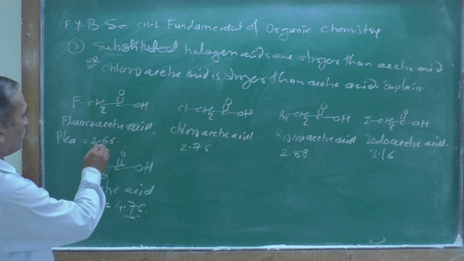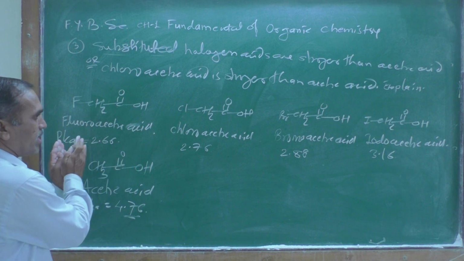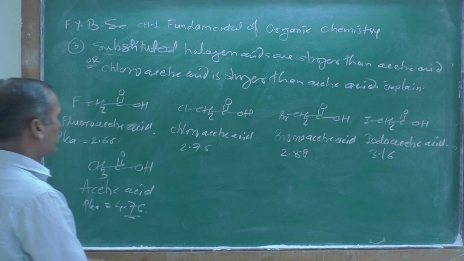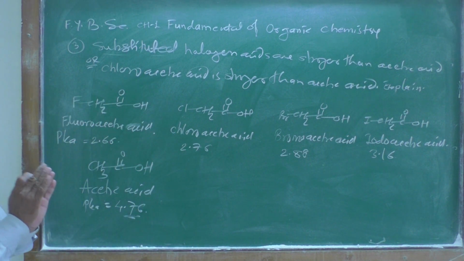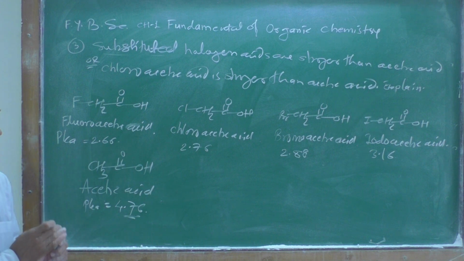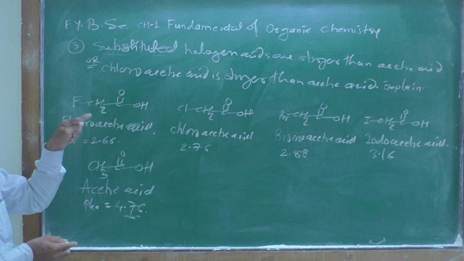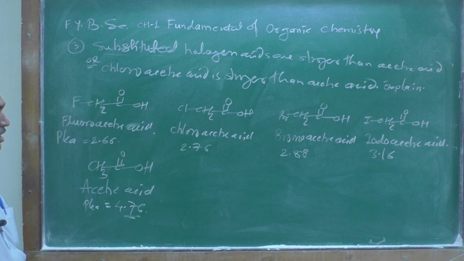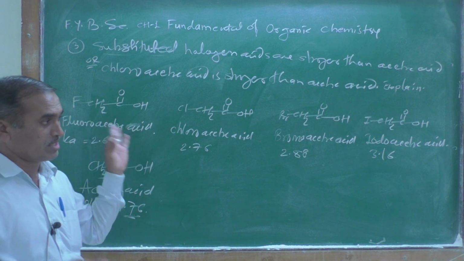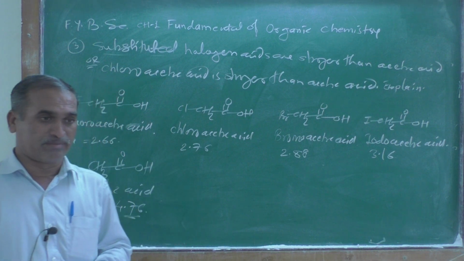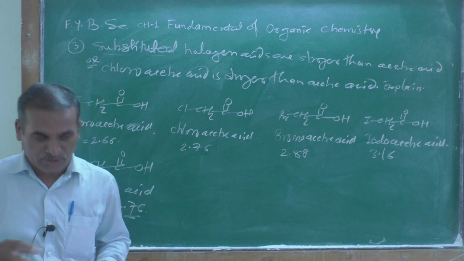As you move from the left-hand side to the right-hand side, the acidity goes on decreasing. Why is this so? Because it depends upon the electronegativity. As we know, these are the halogen family members.